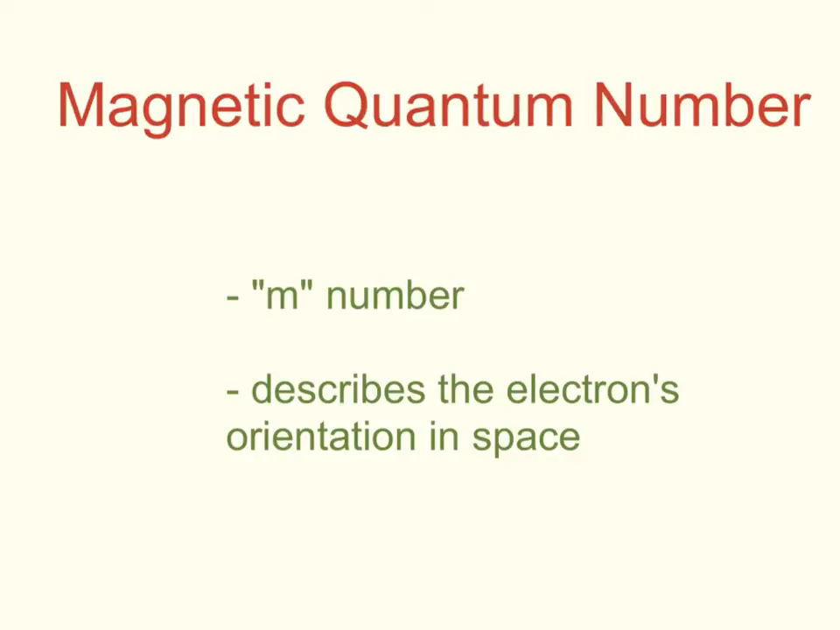The third part of the quantum number is the magnetic quantum number, or the M number. This describes the electron's orientation in space. This will play a bigger part when we get to writing out orbital filling diagrams, but for now, just know that there's a certain order that electrons fill in the orbital, and this number indicates where those electrons are located.